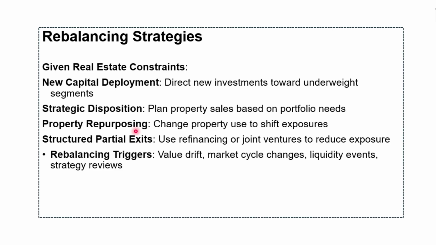Then you can go for rebalancing triggers, which should be predetermined to avoid emotional decision making. This includes value drift, when allocation moves significantly from targets, market cycle changes that alter strategic outlook, liquidity events, when capital becomes available, and regular strategy reviews on an annual or biannual basis. So these types of decisions you can take to rebalance your portfolio in real estate. But basically what it will require is your patience and your creativity. Then only you can use any of these strategies.